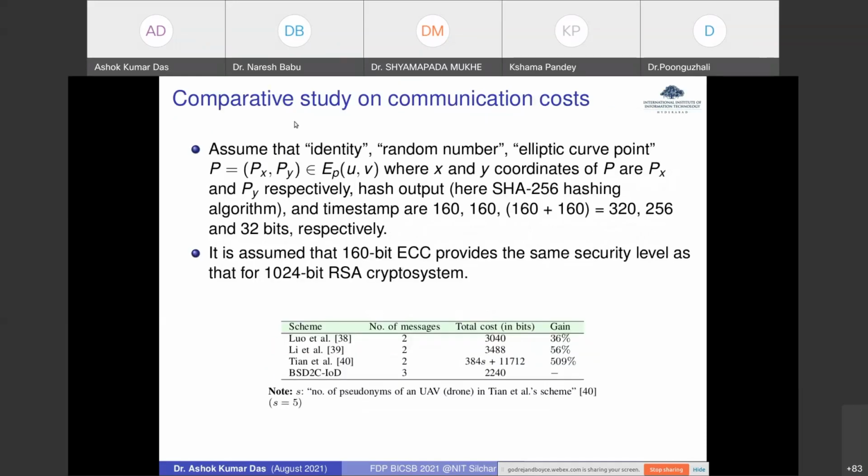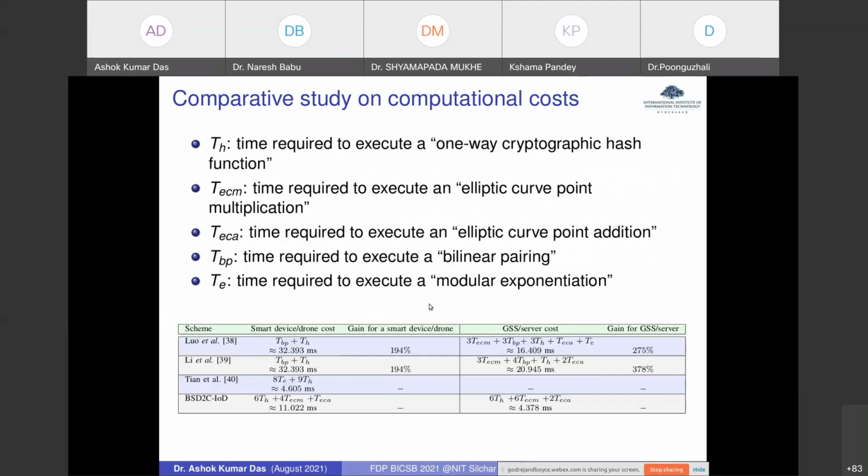Then we have done a comparative analysis on the communication cost. We measured how many messages are required, and the total number of bits required for each message. As a result, we have seen that our scheme achieves significantly better results than other schemes. We have also done a comparative study on the computational cost, from the point of view of the smart device or drone cost, and the GSS or server cost. We have also listed the gain we are getting with respect to other schemes.